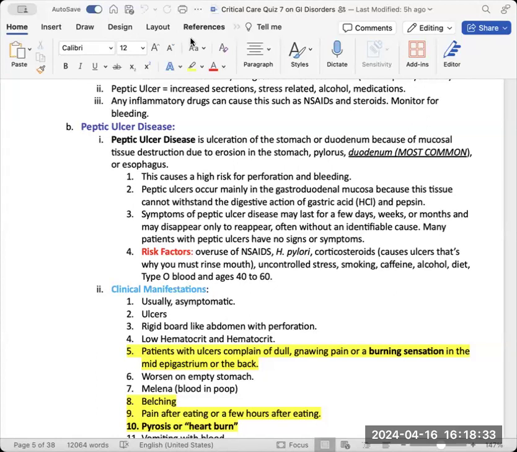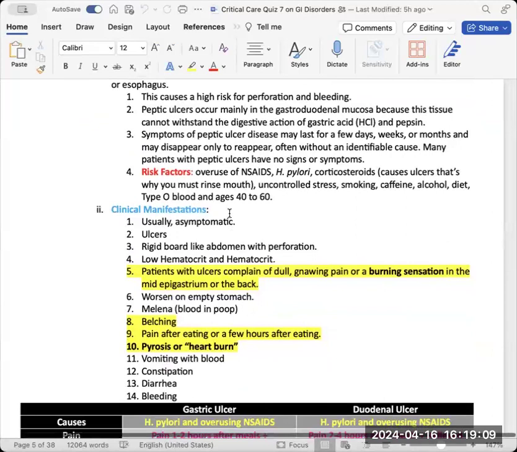Risk factors, same thing, right? Overuse of NSAIDs, H. pylori, which is usually primarily the cause, corticosteroids, right? We talked about when you take steroids, you have to rinse your mouth. That's because they can cause ulcers. Now imagine you're taking that in addition to having peptic ulcer disease, that wouldn't be very good, right? Uncontrolled stress, smoking, caffeine, alcohol, diet, and type O blood patients actually have a higher risk of getting peptic ulcer disease than any other blood type. Okay, so clinical manifestations.